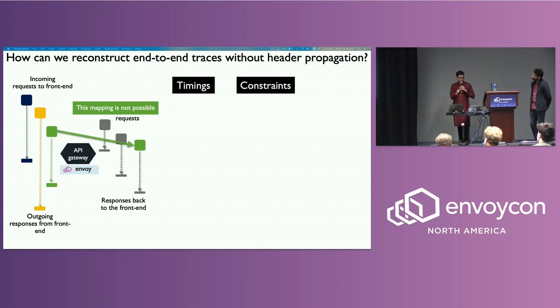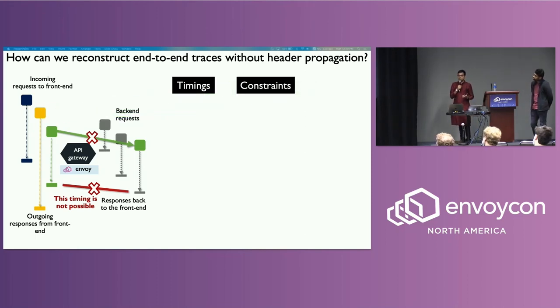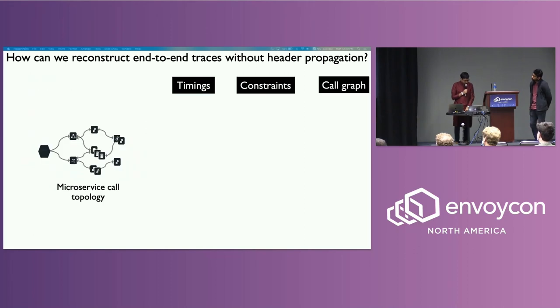The second part of the input is a set of constraints which tell us which mappings are possible and which are not. In this example, if you look carefully, you can see that this mapping is not possible, because the response of the backend could not have been sent out after the response was sent out to the user. So this is clearly an infeasible mapping. We can also have constraints that we derive using request parameters, HTTP headers, and so on. These constraints form the second part of the input that we feed to the trace reconstruction algorithm. The final part of the input is the microservice call topology, which describes how services talk to each other in order to generate a response.